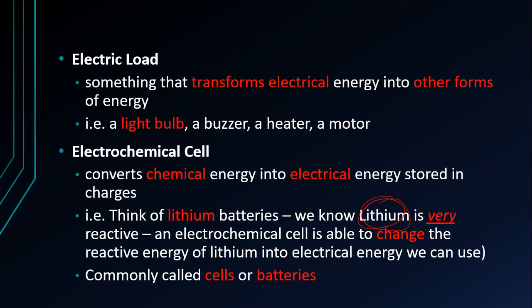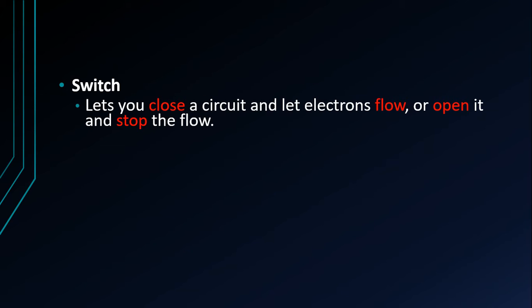Next up, the switch. A switch lets you close a circuit and lets electrons flow, or open it and stop the flow. That's pretty much it. Just like the light switch. If it's off, then you've opened up the circuit and electrons aren't able to flow. As soon as you turn your light switch on, it closes the circuit and electrons are able to flow, and then you've got light in your room.